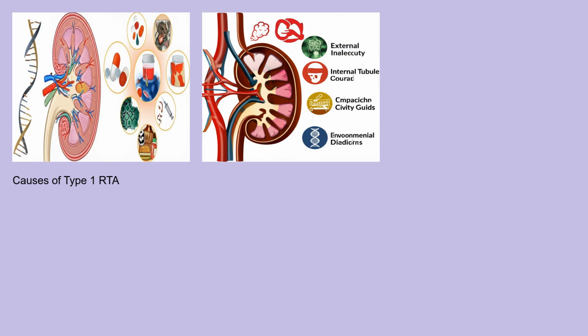Hello and welcome. Today we're diving deep into a specific urinary system disorder, type 1 renal tubular acidosis, also known as distal RTA. We'll explore what it is, what causes it, how it affects the body, and how it's managed. So, what causes this condition?